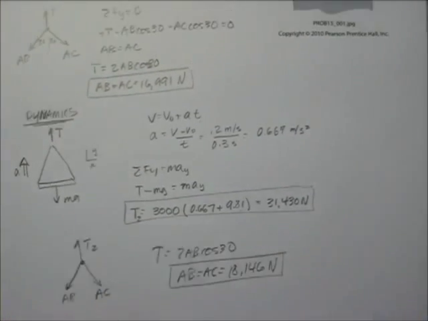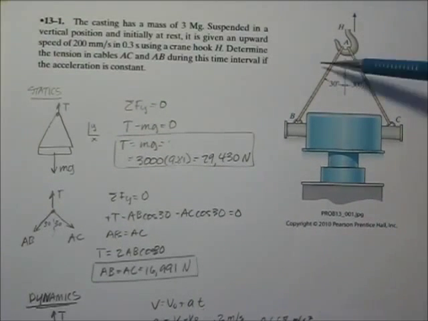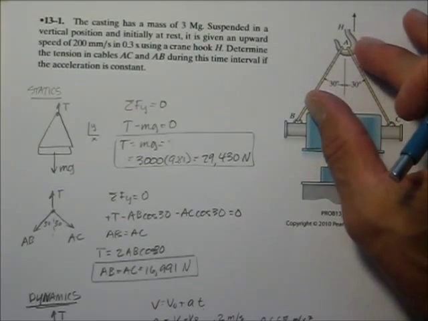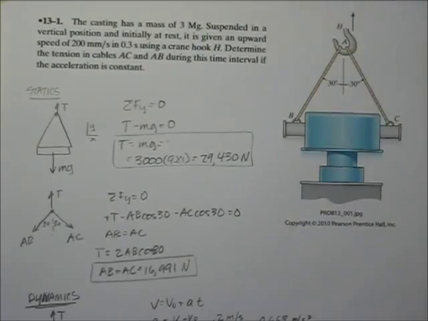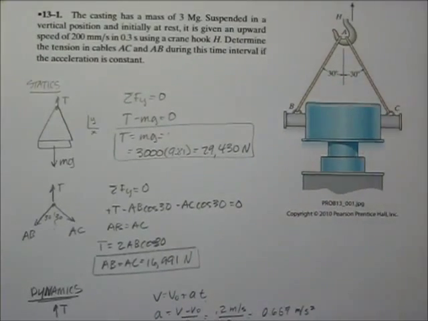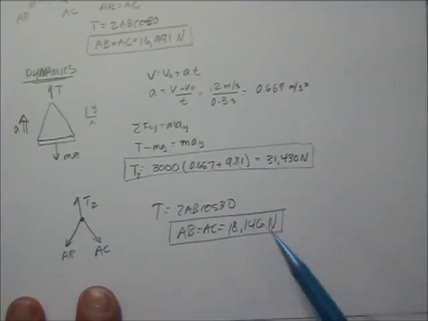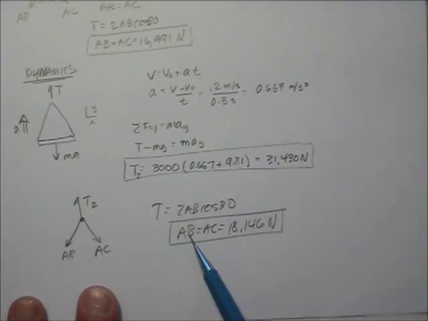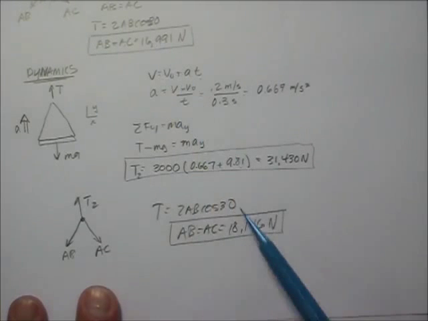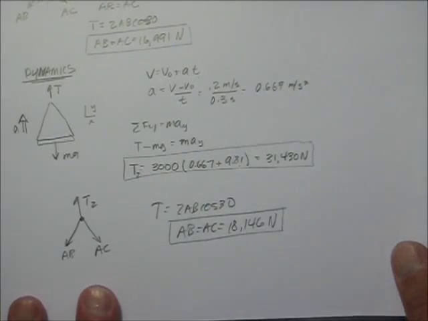Because these forces are not moving relative to each other, everything's moving up at the same rate, we can use statics analysis here and solve for those two tensions in the cables. By the same point equilibrium process that we did before, we find that AB is equal to AC is equal to 18,146 newtons. So it went up by a generous amount, over 1,000 newtons during the acceleration. All right, here's another problem.